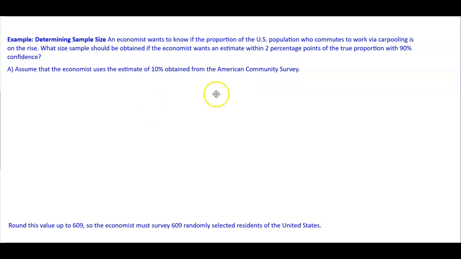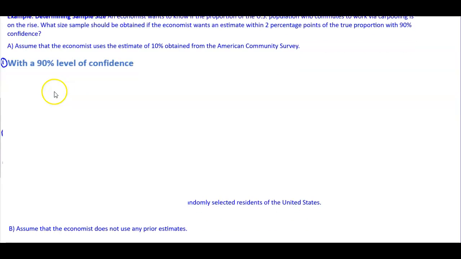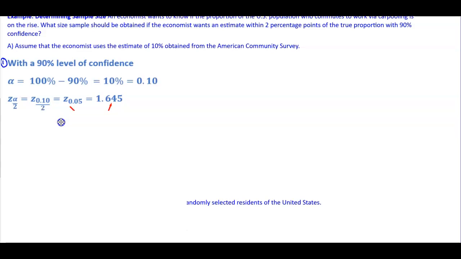For part A, it says, assume that the economist uses the estimate of 10% obtained from the American Community Survey. The first thing we need to do is determine the critical z value with the 90% level of confidence. Remember that alpha is equal to 100% minus 90%, which is 10%, or 0.10. To find the critical value, we use alpha divided by 2. Alpha is 0.10, divided by 2 gives us 0.05.